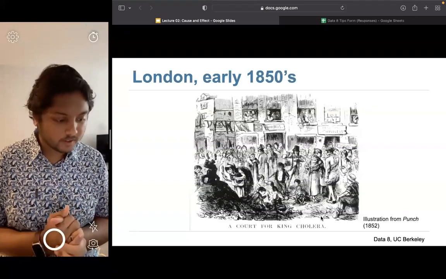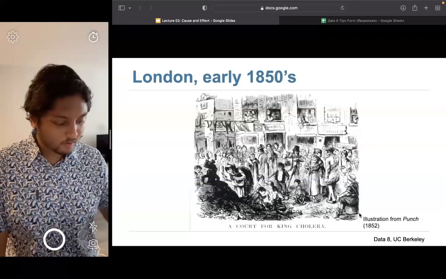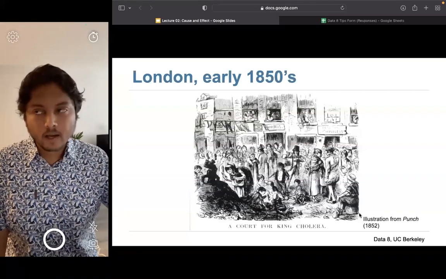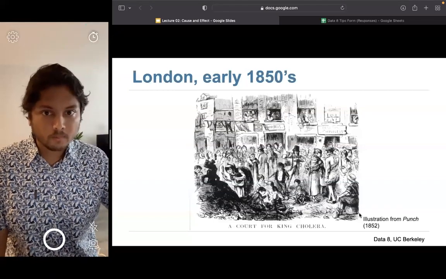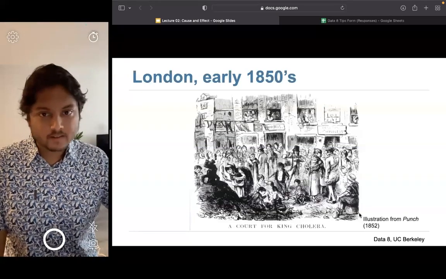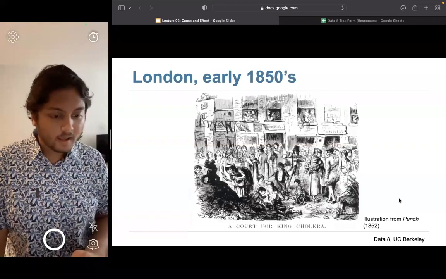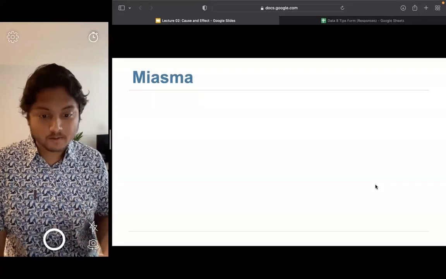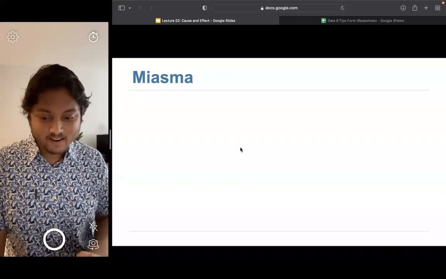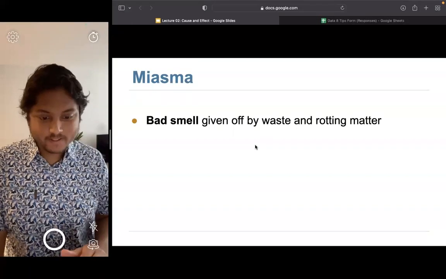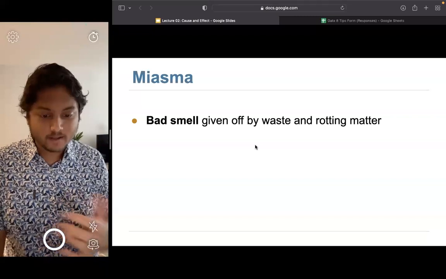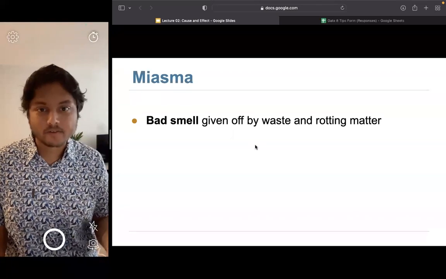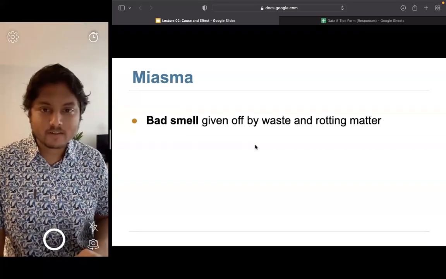So it was spreading super quickly, and no one really knew what was happening. No one really knew how it was spreading. It's kind of similar to the early days of COVID, I guess. We didn't really know at the beginning how it was spreading, but in this case, they didn't know for a very long time. And there were a lot of hypotheses about how it was spreading, why it was spreading. And one really big one was miasma. Somebody mentioned it. Basically, the idea is bad smell given off by waste and rotting matter. So this was one of the prevailing theories, that bad smells effectively were causing cholera, which doesn't seem that unreasonable, I guess.